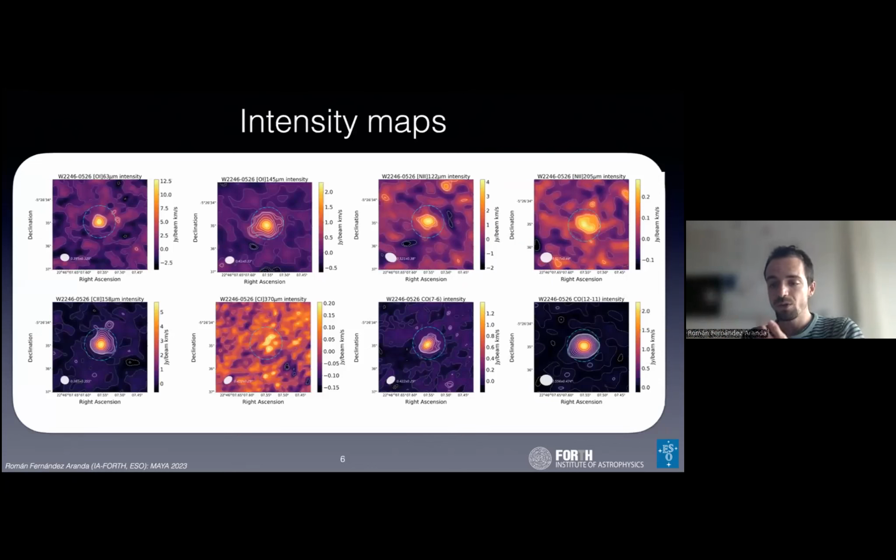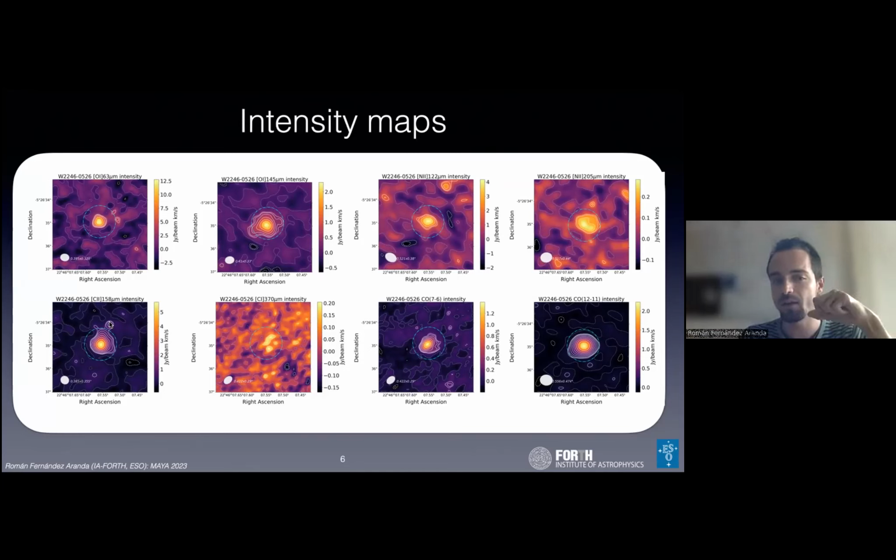I'm not going to go into details because I don't have a lot of time, but this is just for you to see how each of these lines look, and that most of them are not resolved. With some exceptions, for example, you can see down here in the left C+ that we resolved at least one of the companions that I was showing before in the dust emission. But in general, most of the lines are not resolved.